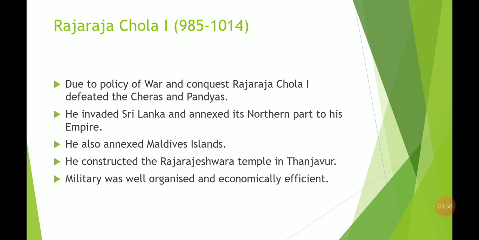Due to his policy of war and conquest, Rajaraja Chola defeated the Cheras and Pandyas. These two were also southern kingdoms. He defeated them and conquered their territories. So this led to what? This led to the extraction of more revenue from the areas that he had captured from the Cheras and Pandyas.